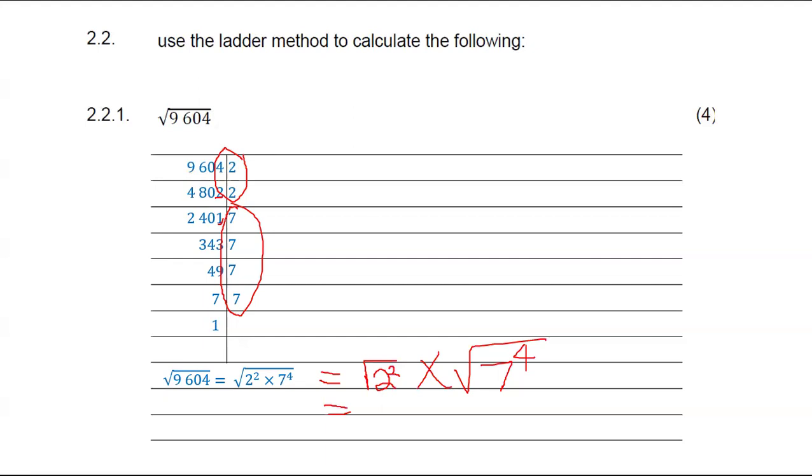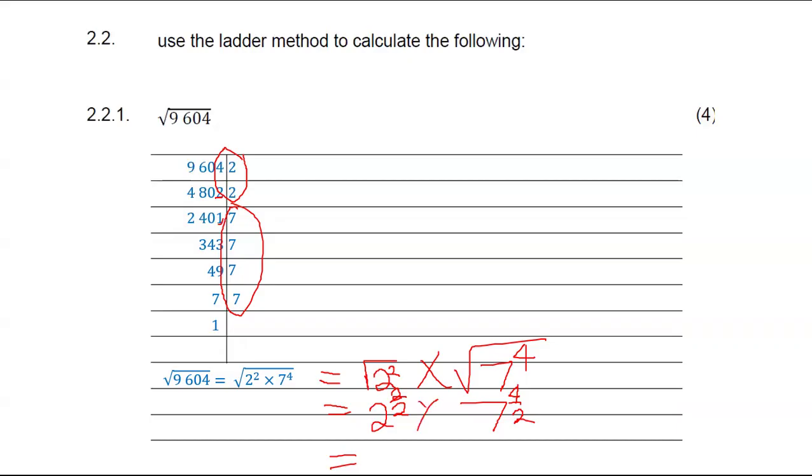So the square root tells you that you need to take the exponent of the base and divide it by 2. So I'm going to take 2 and take its exponent, which is 2, and divide its exponent by 2. Do the same thing with 7. I'm going to take 7 and take its exponent of 4 and divide it by 2. Okay. So I will end up having, I don't know why I wrote equal here. It's multiplication.